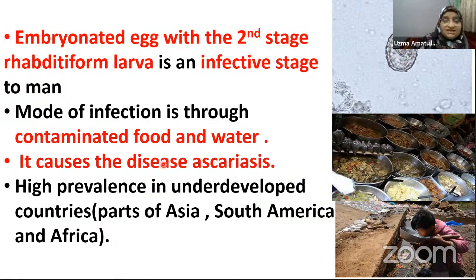Now it causes the disease ascariasis. The name of this disease is ascariasis. The causative agent, the organism which causes this disease, is Ascaris lumbricoides. High prevalence is in underdeveloped countries. Why? Because the sanitation program or the hygiene rules are not followed properly, like in parts of Asia, South America and Africa, and in some places in India also, where there is no proper sanitation.